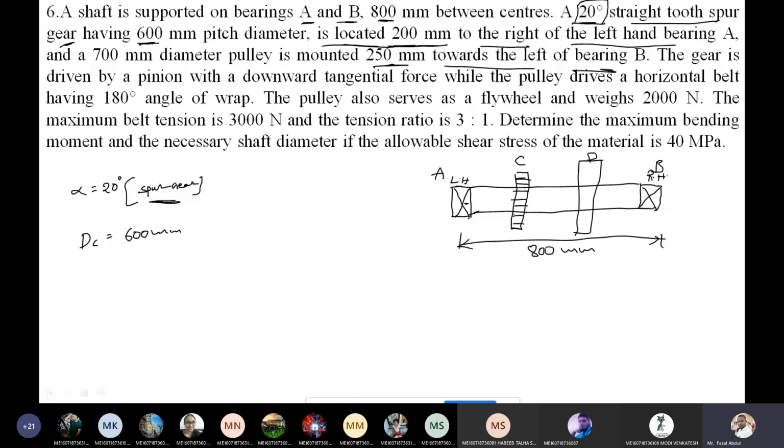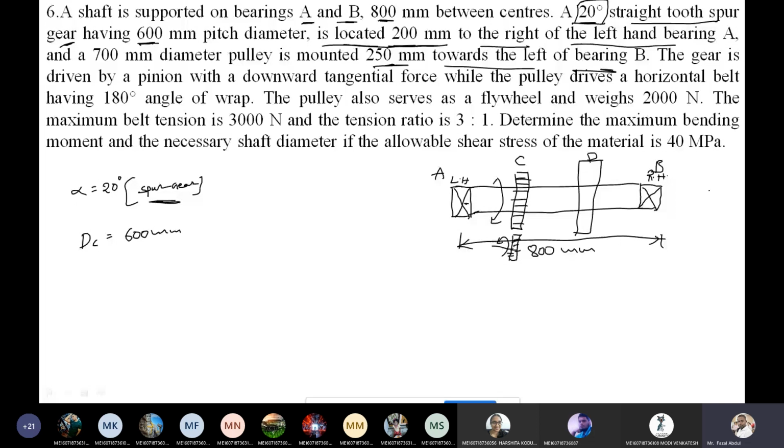Now the gear C is driven with the help of one pinion, which is located somewhere here. Forget about this pinion for now. The pinion is transmitting the power, and because of that the gear is also going to rotate. The pulley is going to drive with the help of a horizontal belt drive.